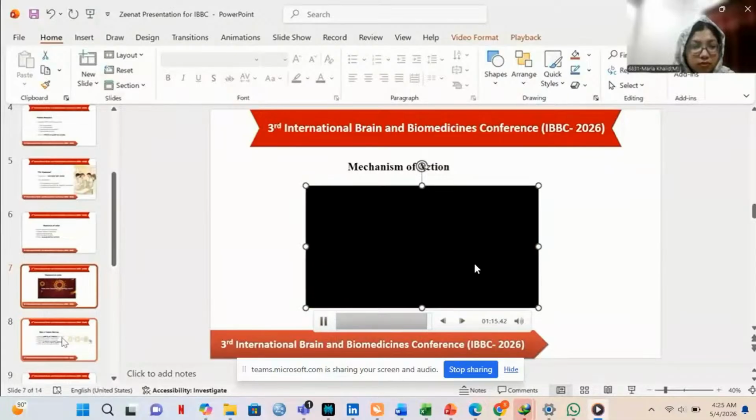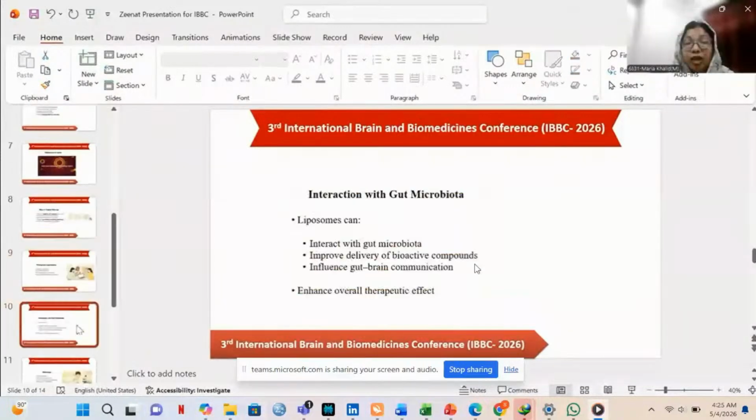Due to these advantages, liposomes have potential applications in several conditions. These include diabetic neuropathy, neuroinflammation, neurodegenerative disorders, depression, and metabolic disorders. Liposomes can also interact with the gut microbiota by improving delivery of bioactive compounds. They influence gut health and indirectly affect brain function. This enhances their overall therapeutic potential.